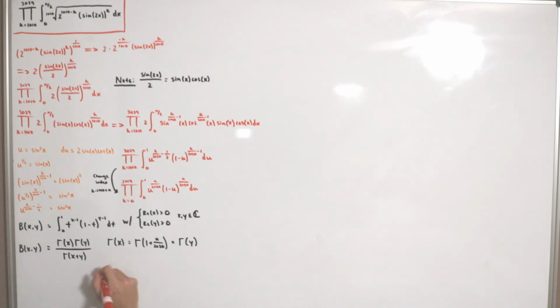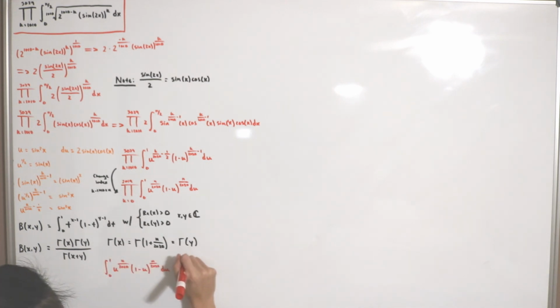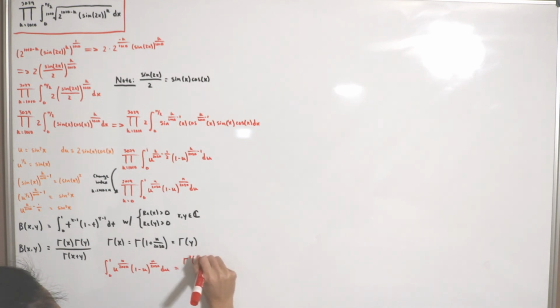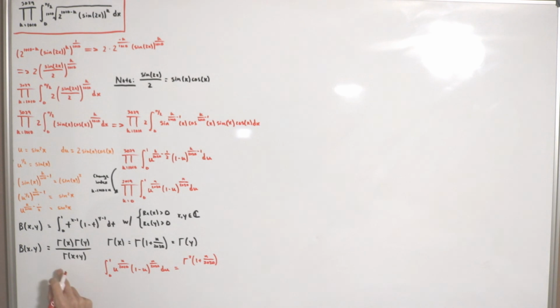So that means our integral from 0 to 1 of u to the power n divided by 2020, times 1 minus u to the power n divided by 2020, du, is just equal to gamma x and then gamma y. These two are the same thing, so this is gamma squared of 1 plus n divided by 2020, and then gamma of x plus y, which is 1 plus n over 2020 plus 1 plus n over 2020. So we divide this, and this is gamma of 2 plus 2n over 2020, so simplify that out, we get that this is n divided by 1010.